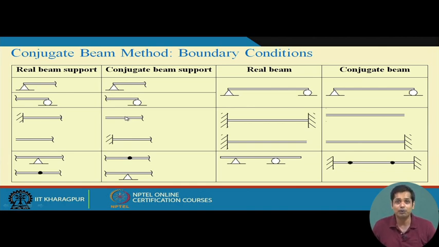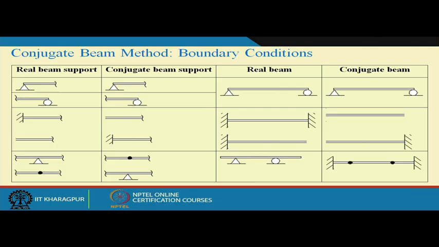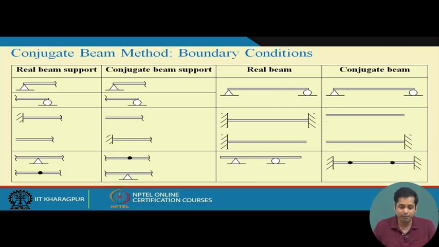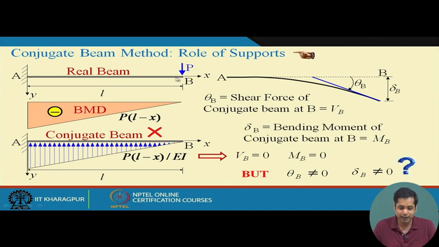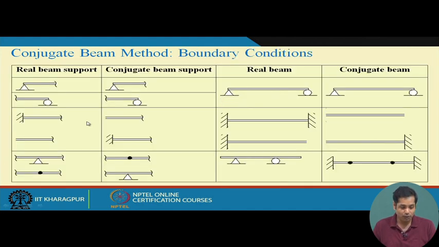Now, what is the support where moment and shear are equal to 0? That is the free end. You remember a cantilever beam, and the tip of the cantilever beam is a free end. This is the free end. So, if this is the real support, this is the support in the conjugate beam.